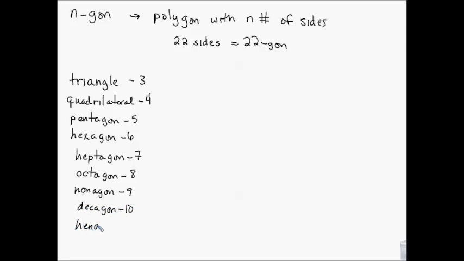Hendecagon, 11. Dodecagon is 12, and then you have... I never can remember how to spell that. An icosagon has 20. Anything else, just like if it's got 13, call it a 13-gon. If it's got 95, call it a 95-gon.